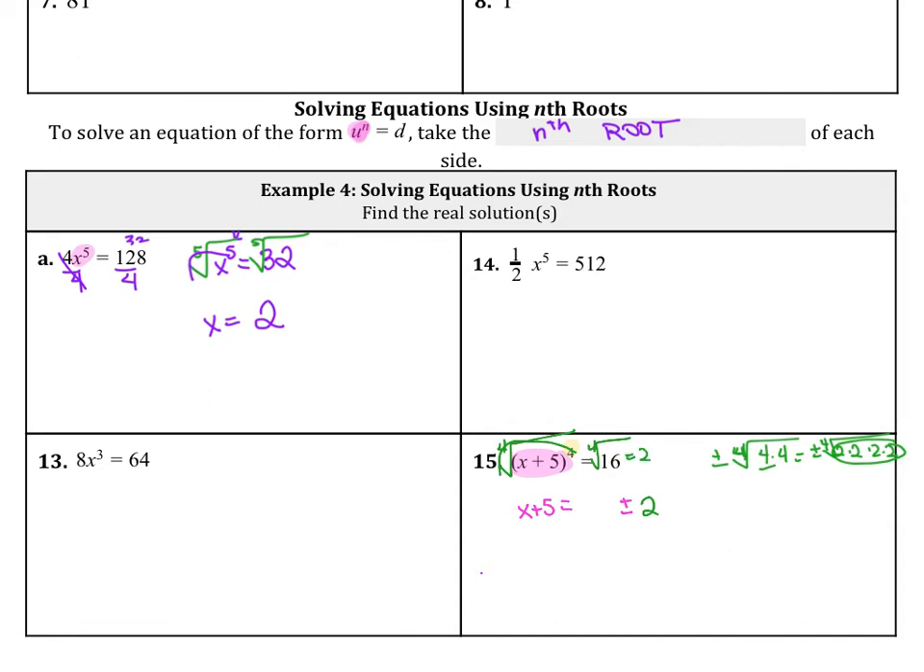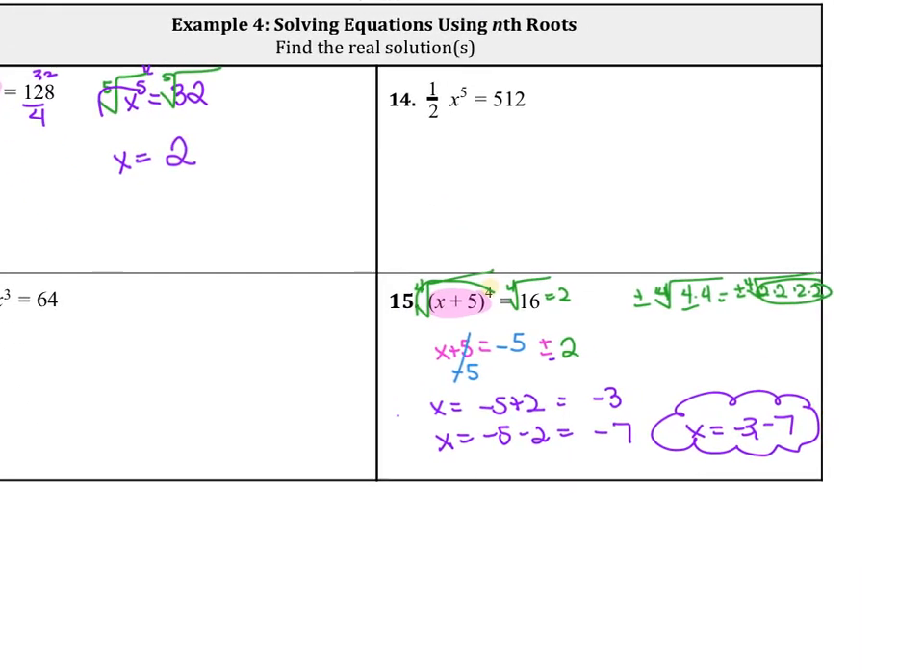Then, to finish solving, we're going to subtract 5 from both sides. Remember this from earlier in the year: plus or minus means we have 2 equations. We have x equals negative 5 plus 2 and x equals negative 5 minus 2. Negative 5 plus 2 is negative 3, and negative 5 minus 2 is negative 7. So x equals negative 3 and negative 7.